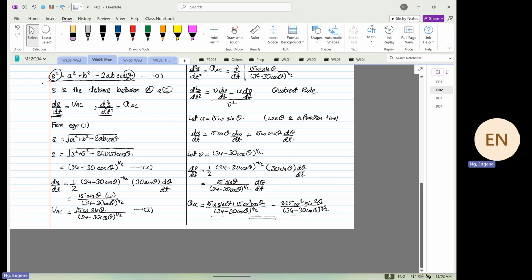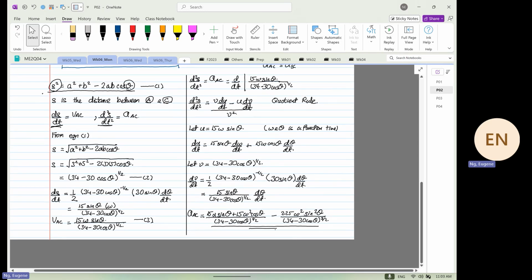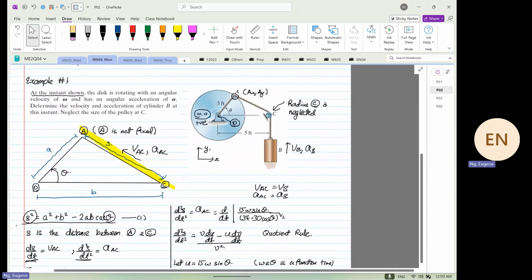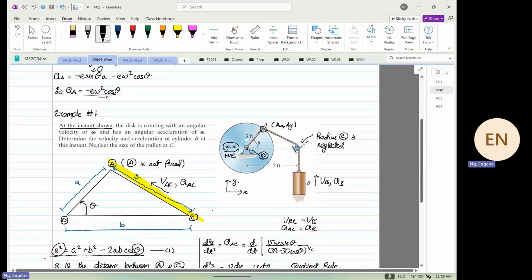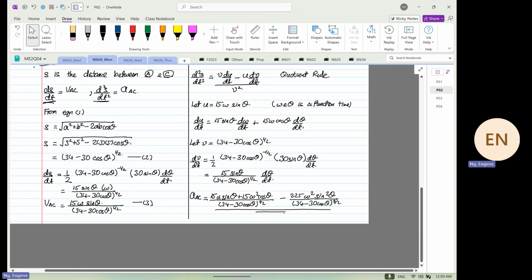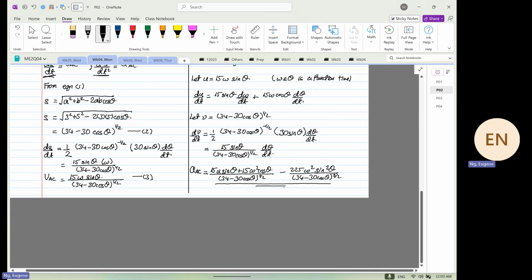Use absolute motion. Not so much, very limited application on this, but more important is our relative motion analysis. So we are going to start on a new section. Before I go on, in the homework or in the textbook, this is the worst example that you will get. If you can solve this, there's no other example that's more difficult than this. It's not really difficult, it's just a matter of integration. Integration is just lengthy.